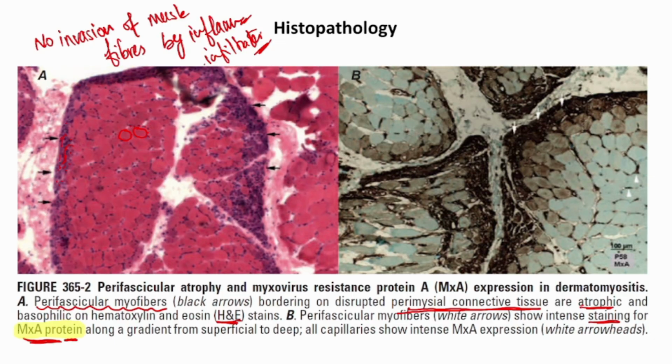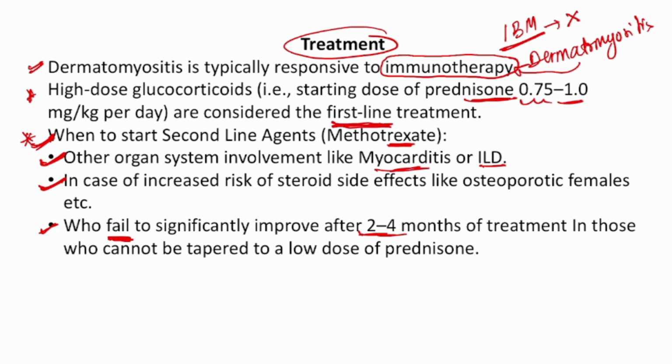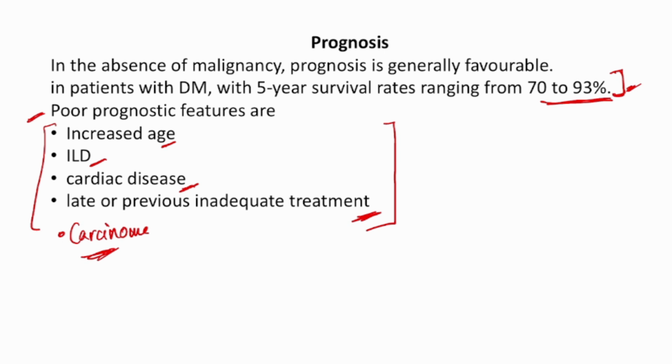Histopathology: perimycial perivascular involvement. Treatment: responsive to immunotherapy. It is good news. We give prednisolone first of all. Prednisone means it is oral. Prednisone 0.75 to 1 milligram per kg per day, and we can add second line agents in some cases. Then prognosis, it is basically good if there is no other associated illness. So that is all about dermatomyositis.